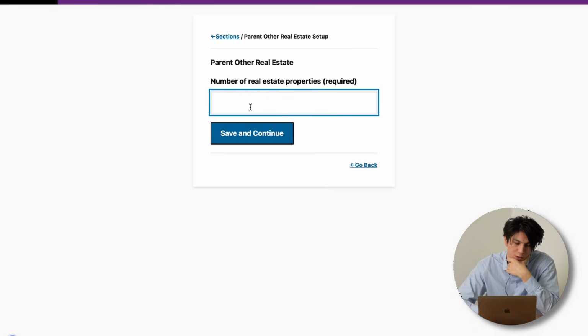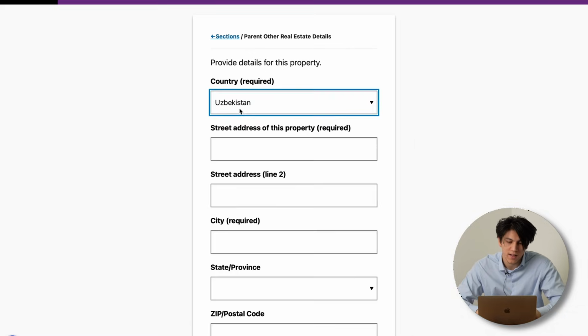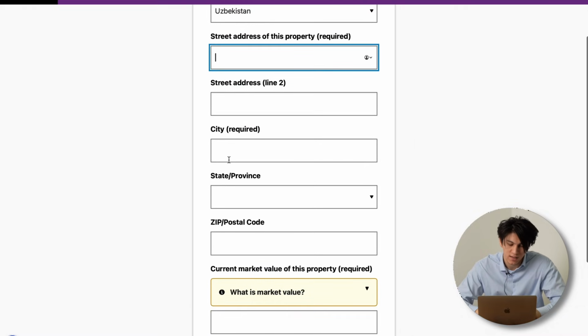Number of real estate properties, right? We added 1. It's other than your house. It's not included in your house. And they ask you information. Our country, Uzbekistan, street address, something. Let's say hello.